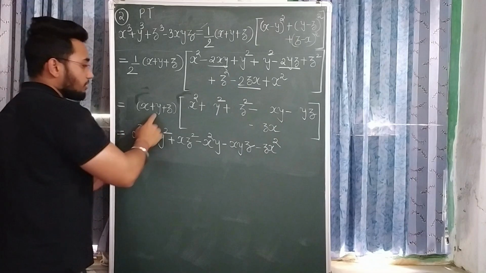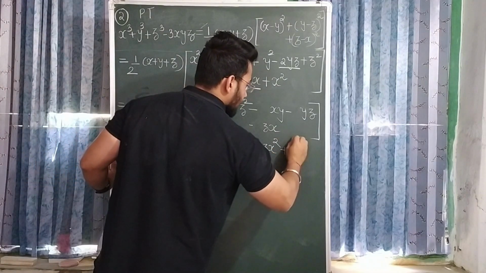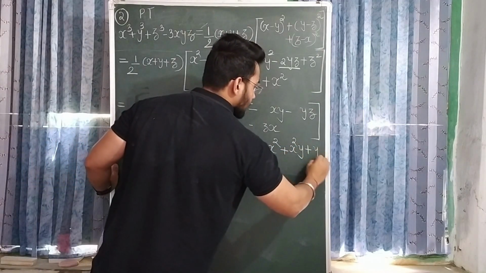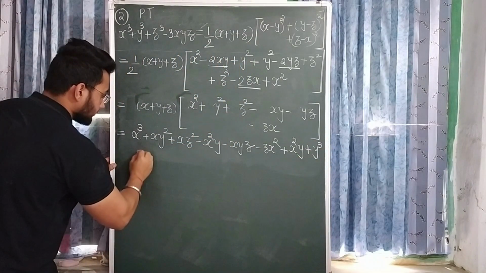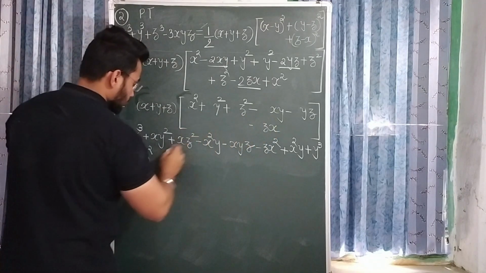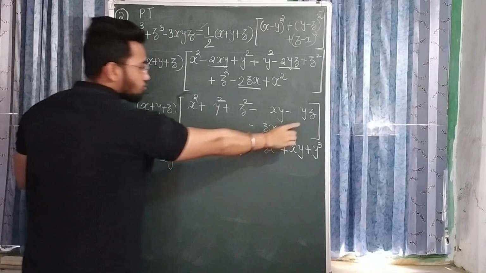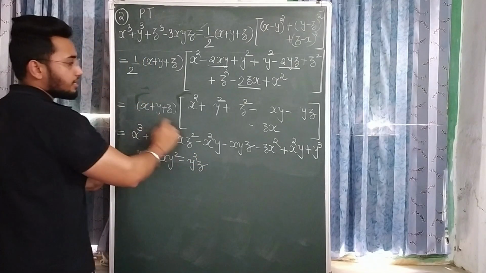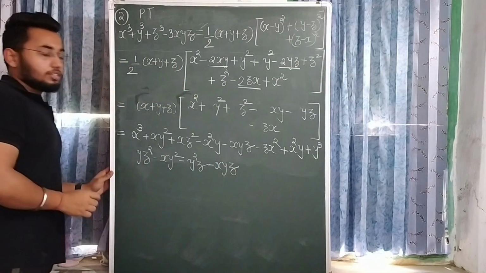Now the terms of y: y into x square, x square y, y into y square, it will be y cube, y into z square, this is yz square, y into minus xy, minus xy square, y into minus yz, minus y square z, y into zx, minus xyz. It's too long.